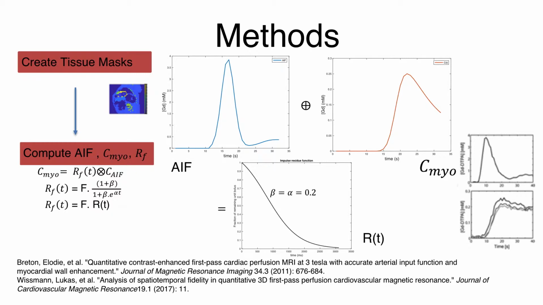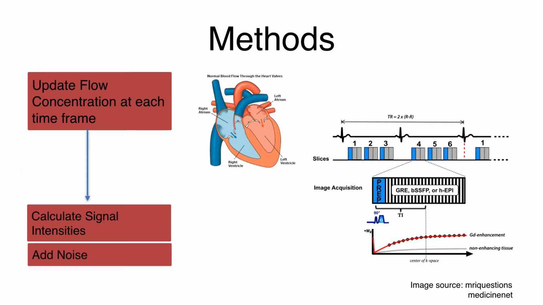In order to make our simulation realistic, we modeled it in real time with the research cited as the first reference. They have used this AIF and this C of myo, and I tried to make these quite close to them and then computed R of t. My alpha and beta values for my Fermi function, which models R of t, come out to be 0.2.